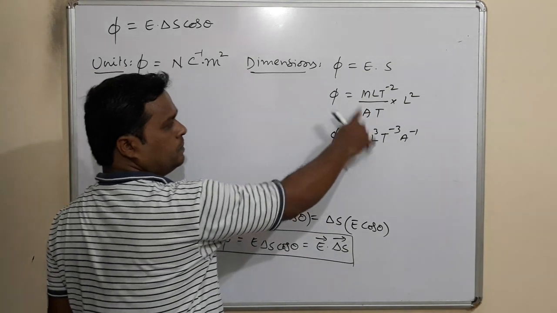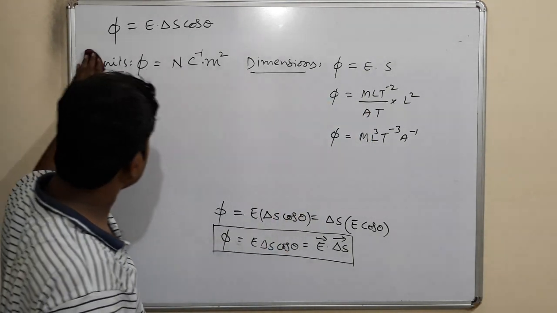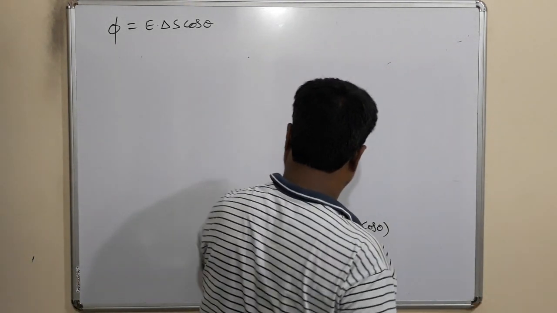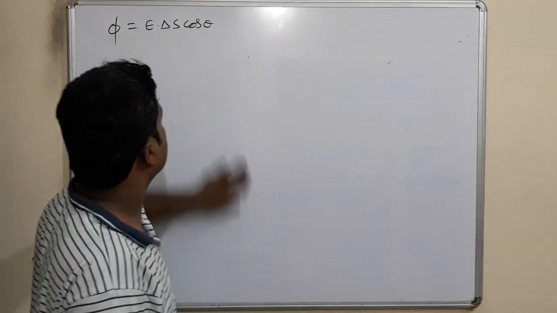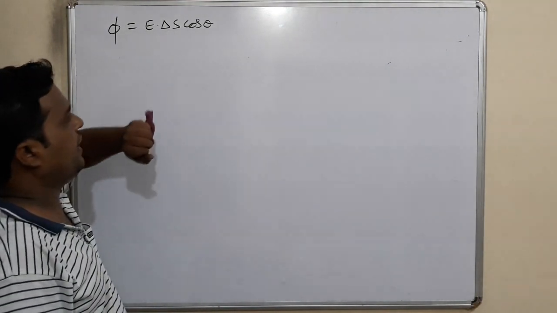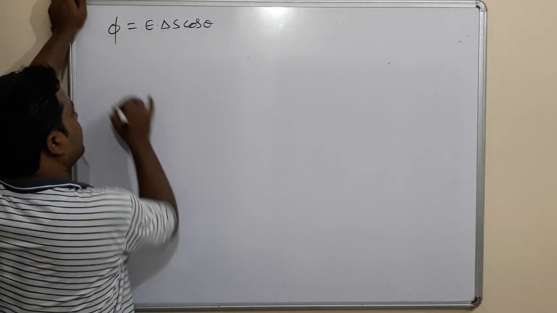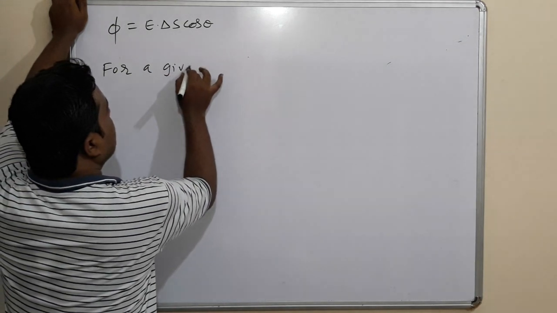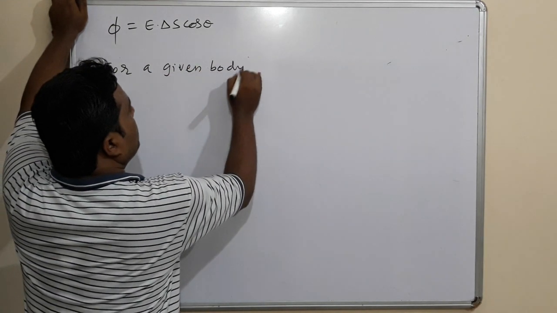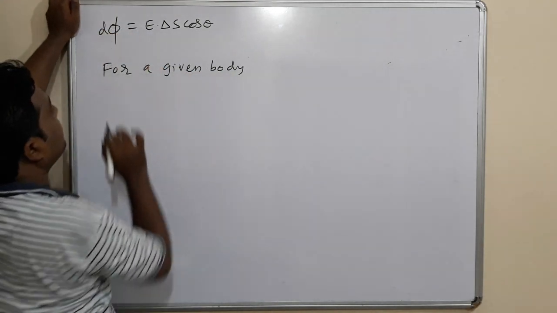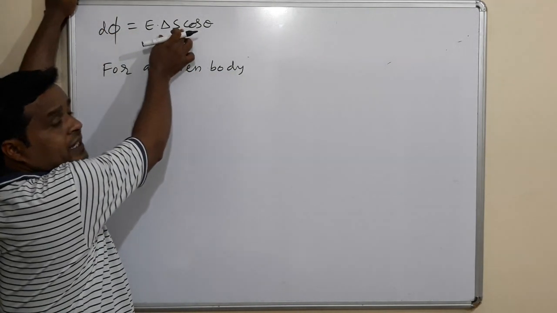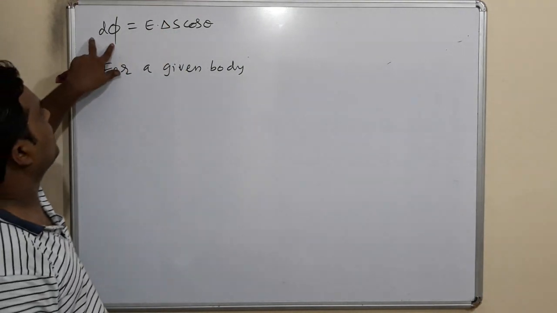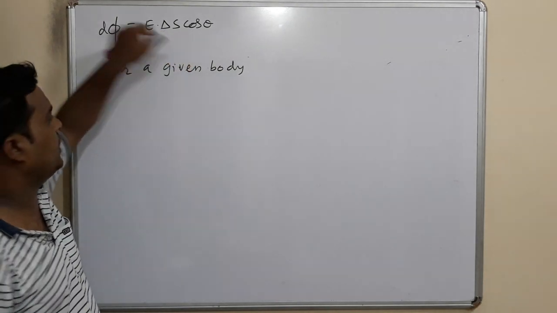Force by charge. Okay. Then, suppose I have a body like this, and this delta S is a portion of area. For a given body, I can write this as delta phi. That means I am calculating through a small area. Delta phi means small flux through a small area.